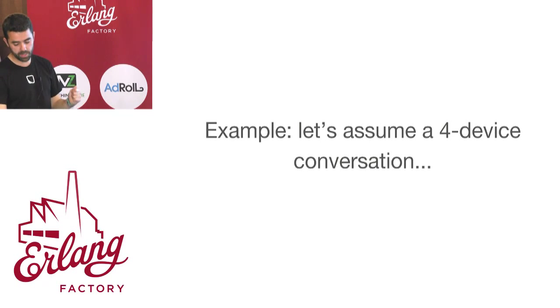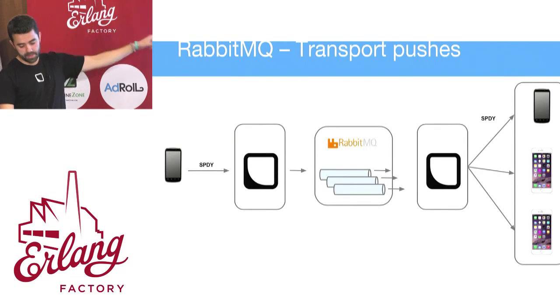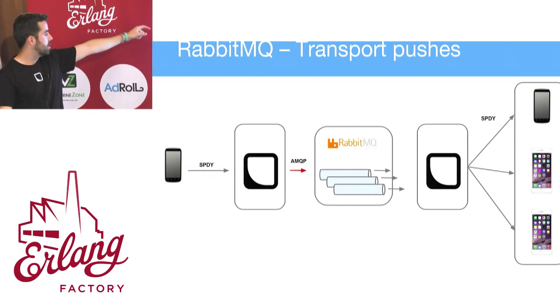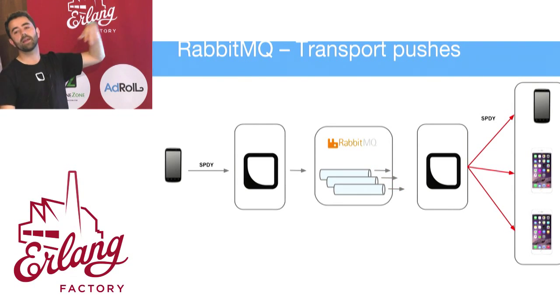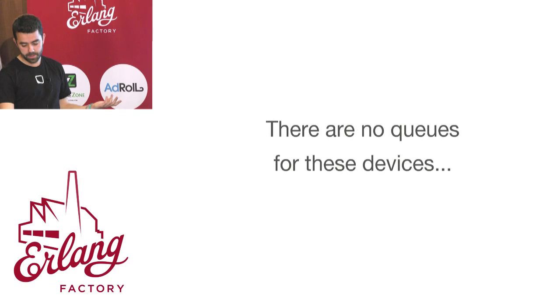So let's go very quickly through an example. Let's assume we have a four-device conversation. Okay? The first guy sends the first post. That gets handled by Cowboy. We send an AMQP message to the broker. That gets routed through the routing keys to the right queues, and gets delivered to the participants in the conversation.